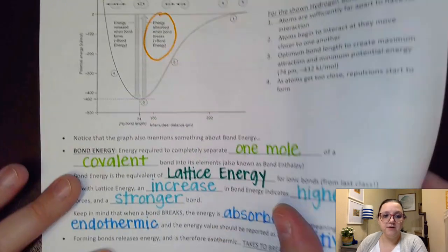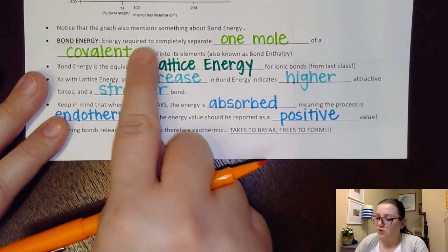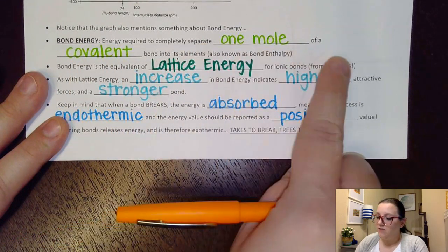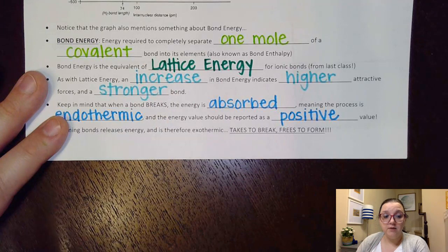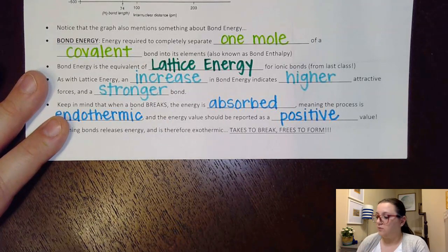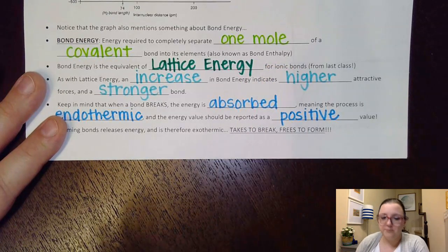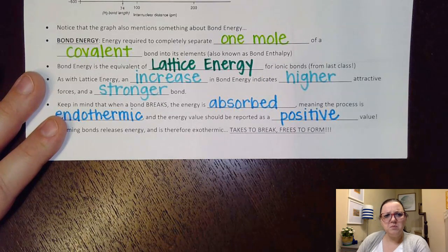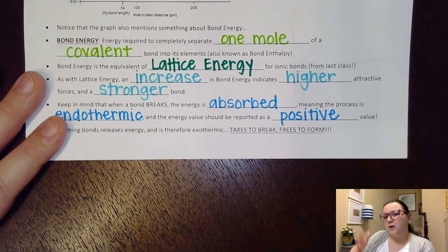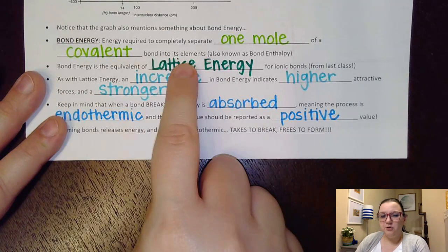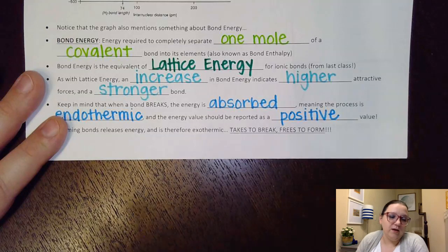Okay, so to give us a definition down here, I said that bond energy is the energy required to completely separate 1 mole of a covalent bond into its elements. Now, I will warn you, as many of you know, energy is sometimes called enthalpy. So if you ever see a textbook reference it as bond enthalpy, it means the same exact thing as bond energy. They're not really any different, okay? And if you notice, it's pretty similar to what we saw for lattice energy for ionic bonds. Obviously, lattice energy is breaking up into ions, whereas here, I'm just breaking up into neutral elements. So there's a few differences there, but the idea is it's how much energy it takes to break those bonds.